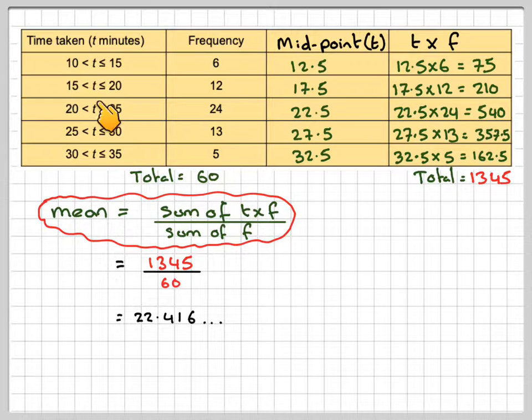Now, is that a sensible answer? Well, yeah, it's halfway through this set of data. It's halfway between 10 and 35, roughly. Because remember, the mean is a measurement of central tendency. But if you get a number outside of 10 and 35, you've gone wrong somewhere. And therefore, we round that off to 3 significant figures, which is going to be 22.4 seconds to 3 significant figures.